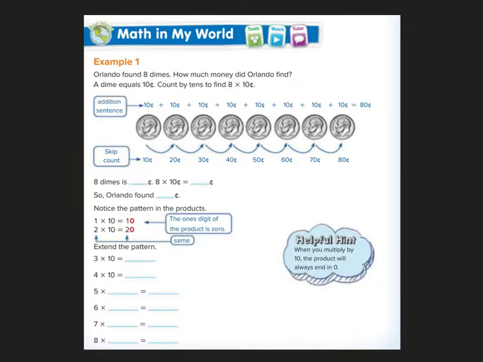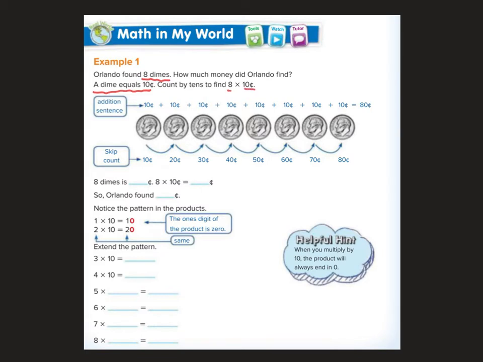All right, here we have example 1. Orlando found 8 dimes. How much money did he find? So we have 8, and we know that a dime equals 10 cents. So really for this problem, we need to find 8 times 10 cents.